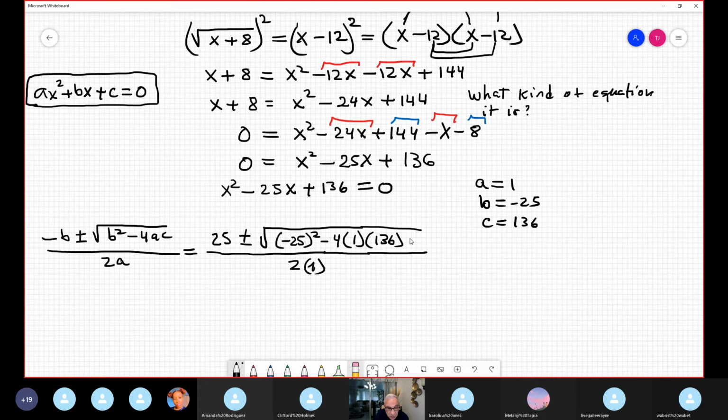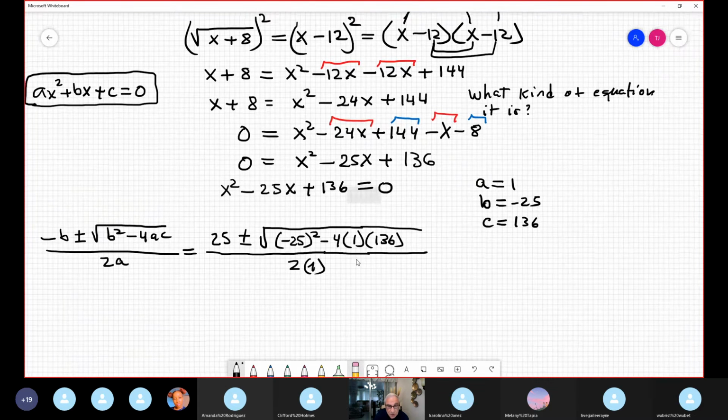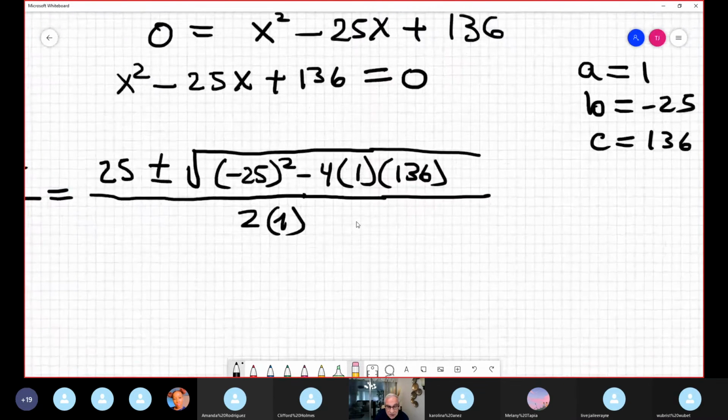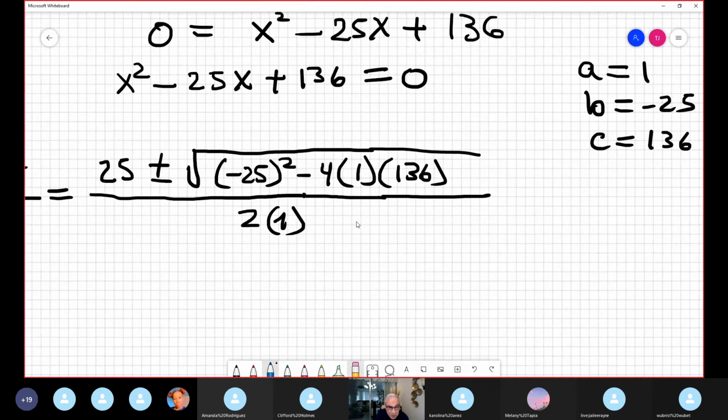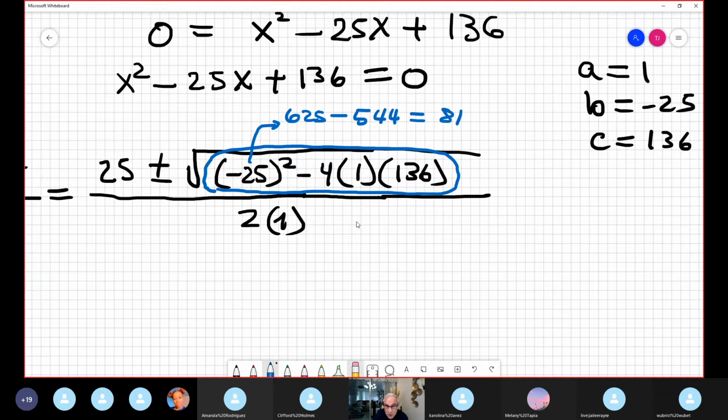Okay, and this is the moment that I use my calculator, of course. I focus on the expression inside the radical. That expression, we compute first of all. Order of operations, I need to respect the order of operations. As I put in my calculator, negative 25 squared, of course, positive 625. Subtraction. And multiplication, 4 times 1 times 136 is 544. Okay, now subtraction. When you subtract, this guy is 81. And we compute the square root of 81, which is 9.